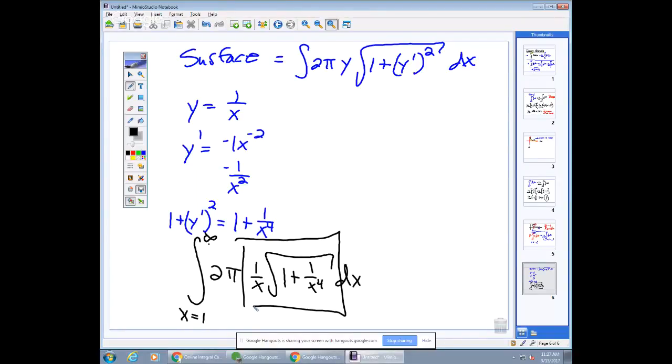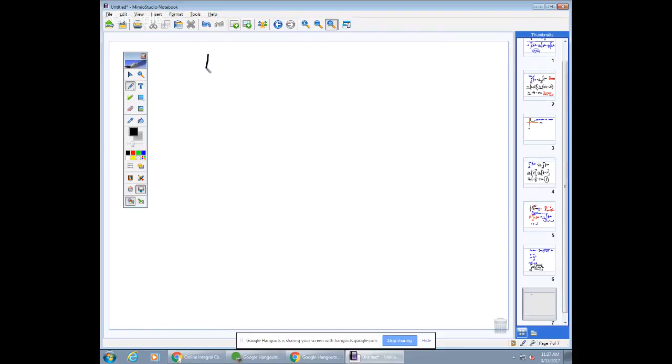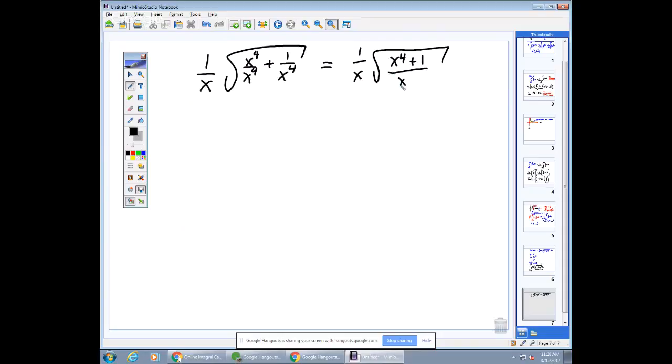Did we see something like this a while ago? This looks familiar, like one of those problems I started because it looked challenging and I had to come back the next day with it. Let's see. So 1 over x, I would want to add the fraction in here. The 1 would be x to the 4th over x to the 4th, plus 1 over x to the 4th, becomes 1 over x times the square root of x to the 4th plus 1 over x to the 4th.